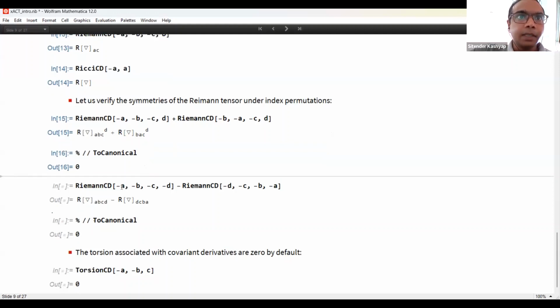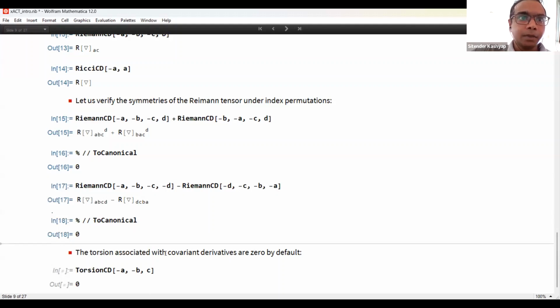Similarly, there is a reflection symmetry. If you have a Riemann tensor with ABCD and just reverse the indices, DCBA, and subtract, this also must be 0. This is a property of the Riemann tensor.